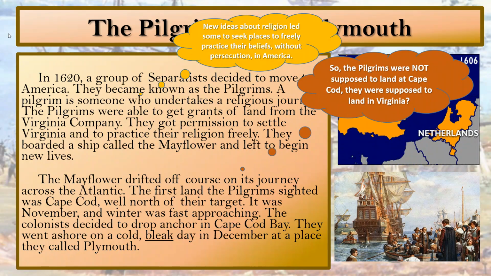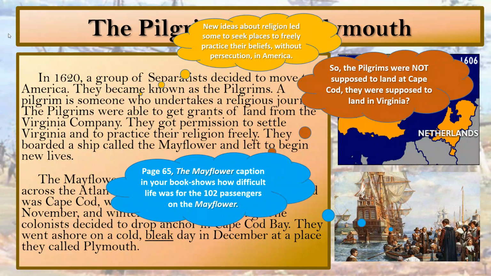They were supposed to land in Virginia. That's something we have to keep in mind here, right? I mean, something got missed here. What happened? And I have a little clarification on here. I love the map on page 65.